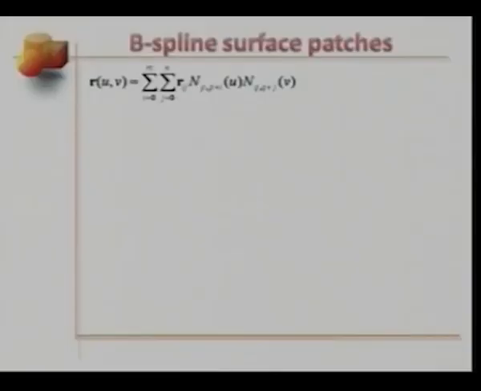Finally, we come to B-spline surface patches. The mathematical expression is given by R of U and V is equal to summation i going from 0 to m, j going from 0 to n of Rij times N_{p,p+i} as a function of U times N_{q,q+j} as a function of V. What have we done here? We have simply replaced the Bernstein polynomials in the Bezier surface patch with the corresponding B-spline basis functions.